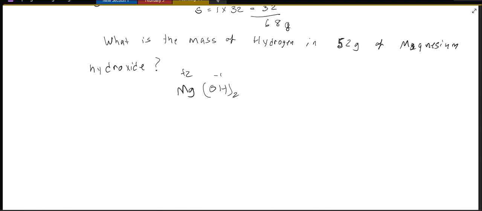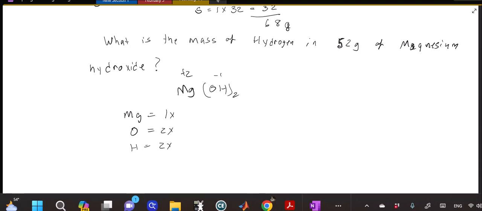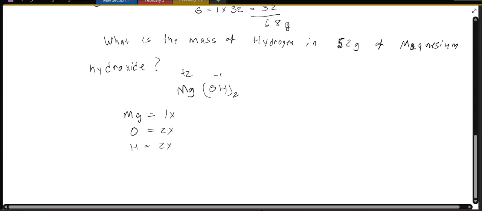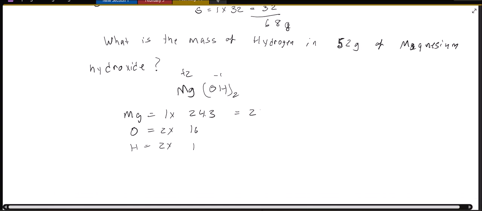So for magnesium hydroxide, I have 1 magnesium, I have 2 oxygens, and I have 2 hydrogens. Magnesium, I do not know magnesium. Magnesium is 24.3. Oxygen is 16, hydrogen is 1. So it's 24.3, and then 16 times 2 is 32. 2 times 1 is 2. 78.3 grams.